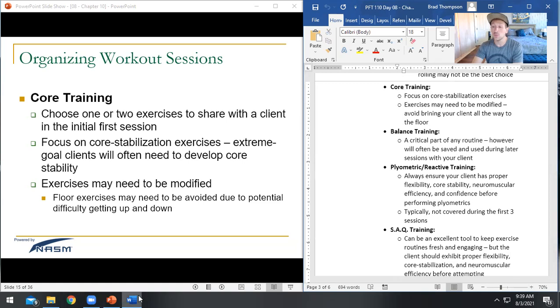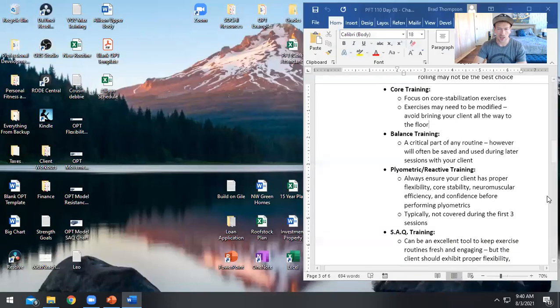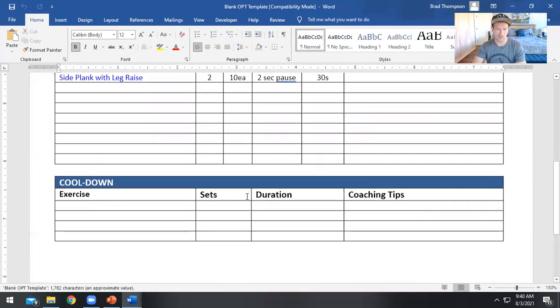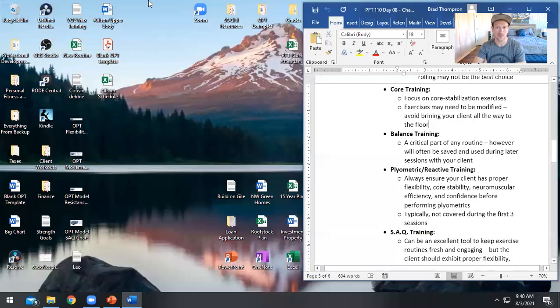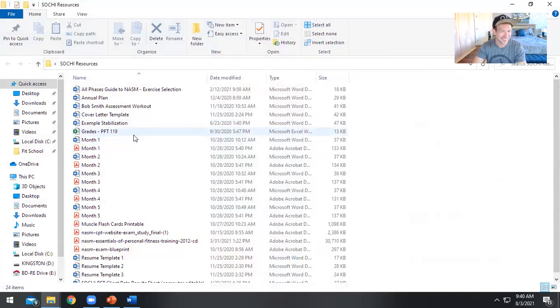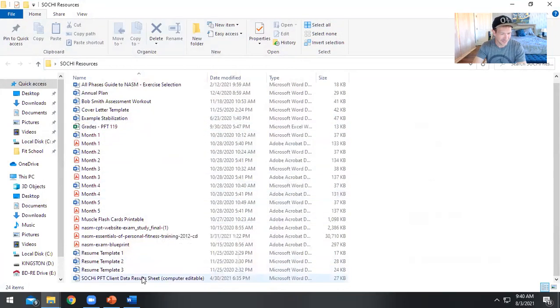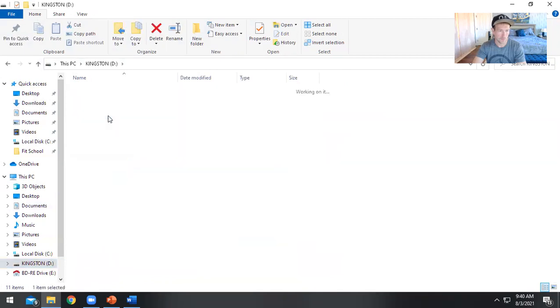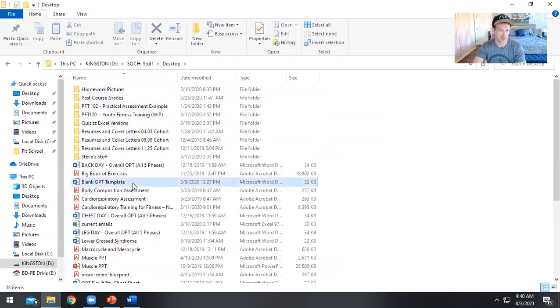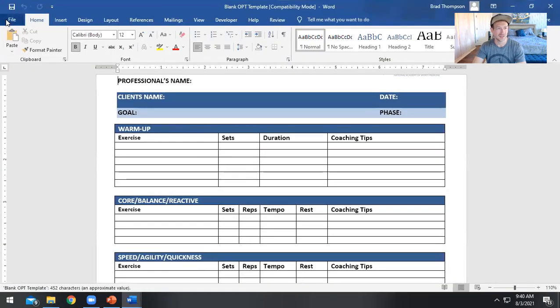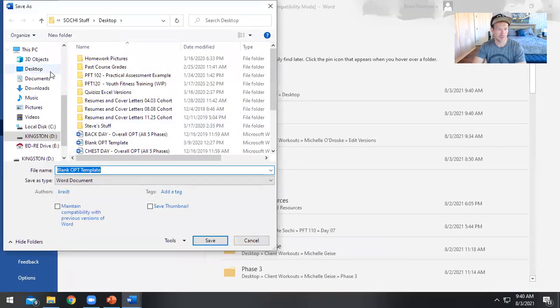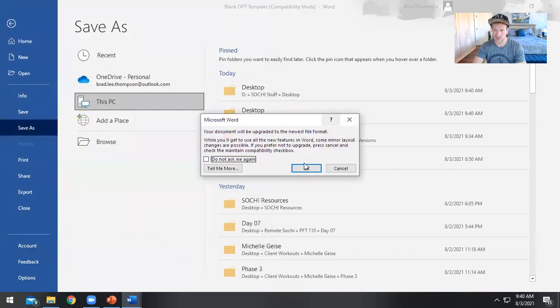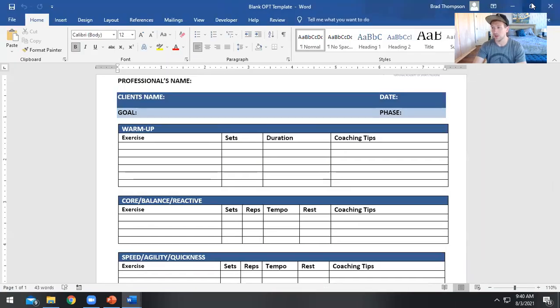Then when it comes to the movement prep section, I'm gonna open a blank OPT here. Oh no, I saved over my old one. Crap. Hold on. There it is. Okay. Yes, replace that existing file. Okay, so here's our blank OPT template, right?